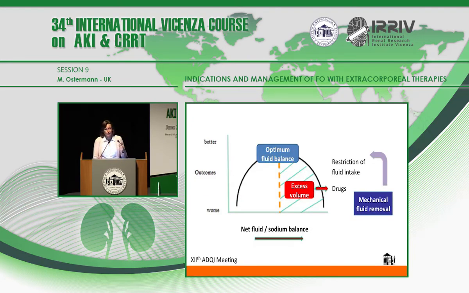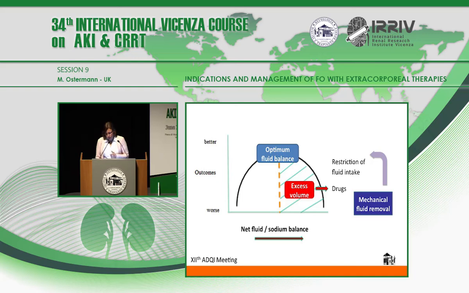The ADQI group developed this figure, which you can see in one of these publications. Essentially, it takes the notion that everybody has an optimum fluid balance. And if you deviate from the optimum fluid balance, whether it's hypovolemia or hypervolemia, the outcome is worse. And the more you deviate, the worse the outcome.